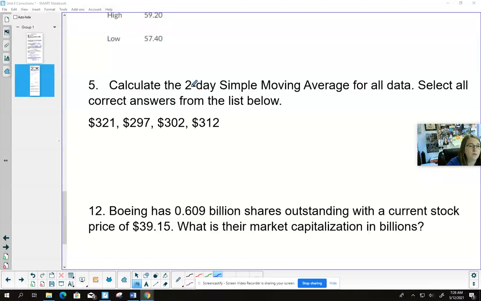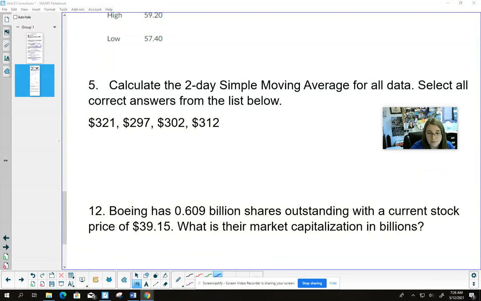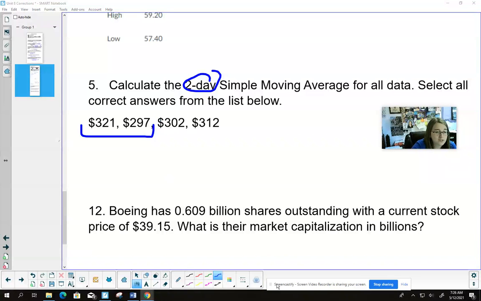Okay, number 5 was a 2-day simple moving average. We haven't done a 2-day before, but it doesn't matter. You should know 2-day means to take the average of 2 days at a time. So you should have done the average of the first 2 numbers, which is just adding them. Hit enter, divide by 2. That's your first answer. Your second answer is the average. Again, it moves. Move it over 1.